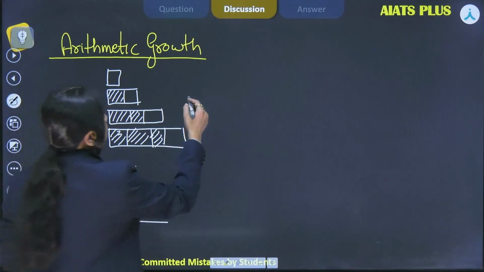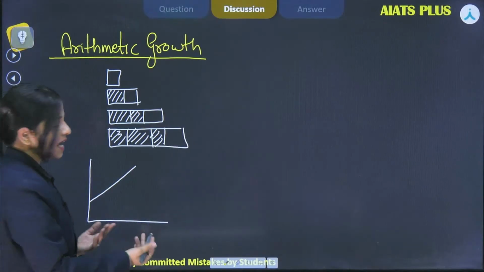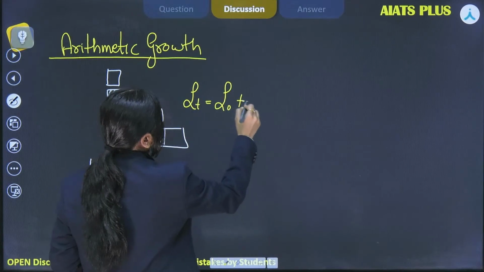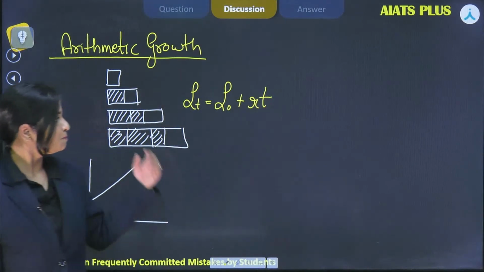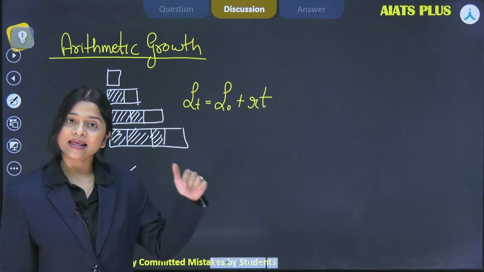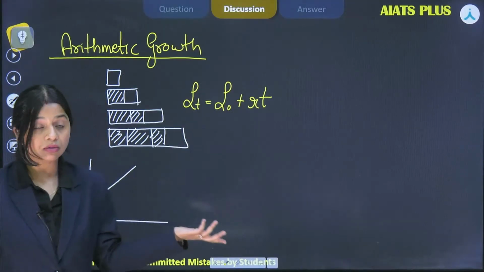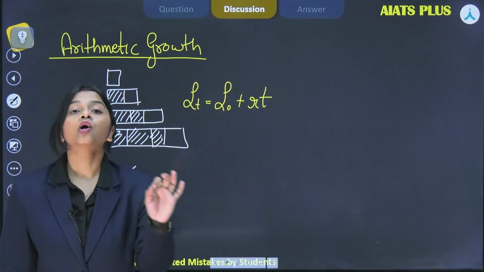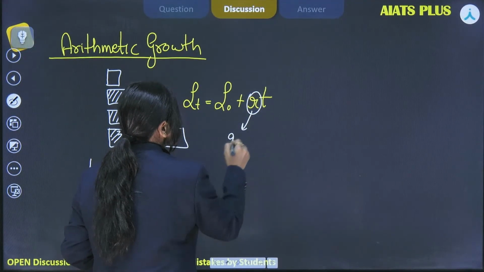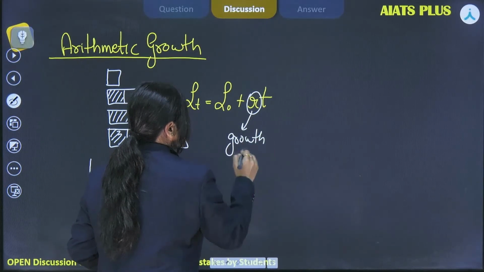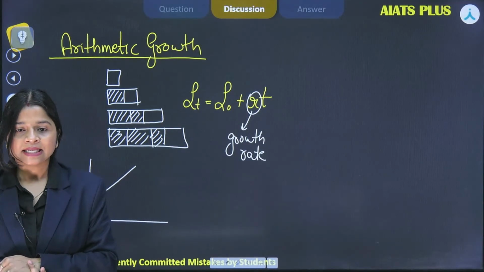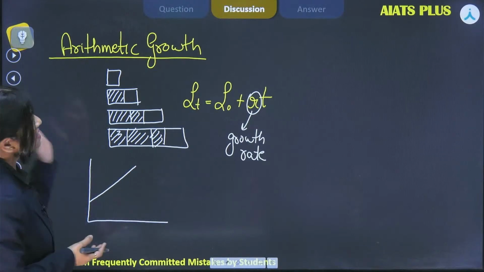Okay, now we see that the representation for this particular type of growth is by the equation Lt is equal to L0 plus rt, right? Here Lt is representing the length at time t, L0 is representing the initial length, or the length at time 0, and r is representing the growth rate. Okay, so this is representing what? This is representing growth rate. Right? t is obviously time, you all already know that. Yes, okay.